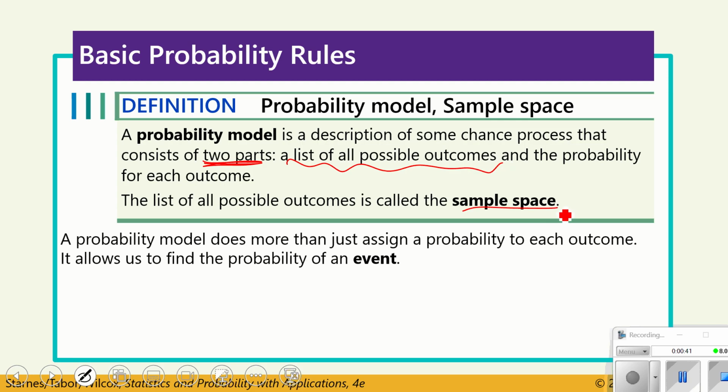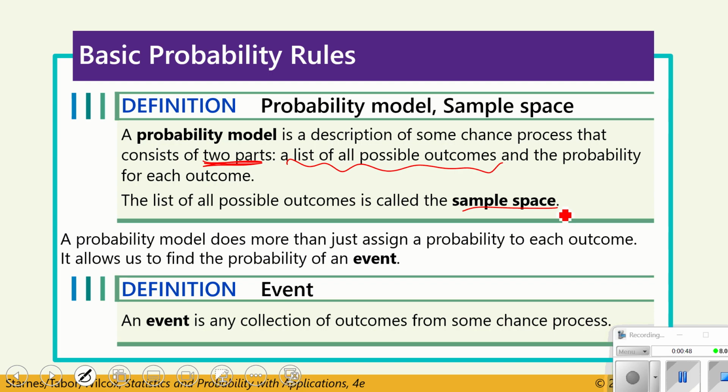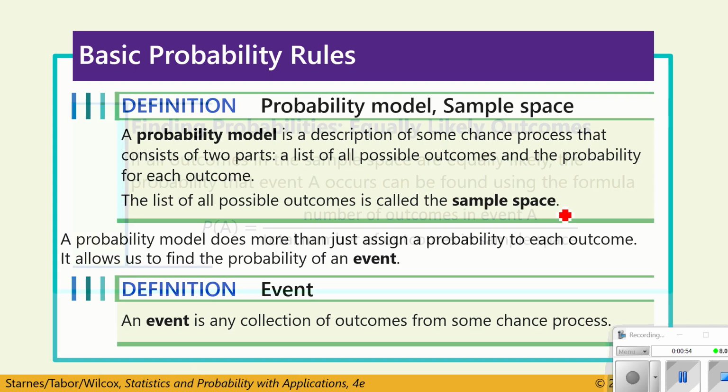A probability model does more than just assign a probability to each outcome. It allows us to find the probability of a certain event. And we talked about events the other day. This is a collection of outcomes from some chance process.